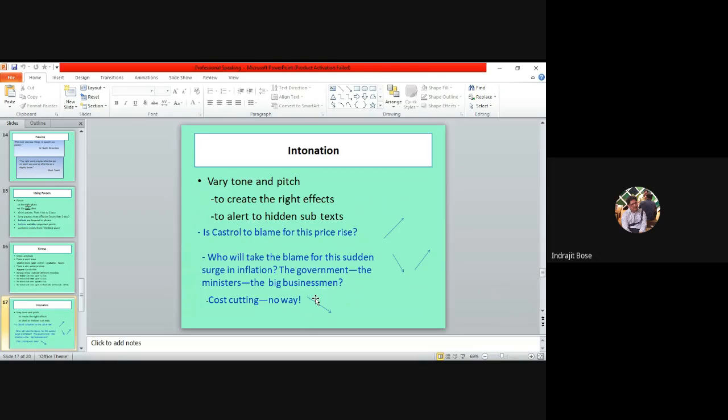And the intonation pattern, varying the tone and the pitch of the voice, will also create the right effects. And also it will alert us to hidden meanings, like, is Castrol to blame for this price rise? Or who will take the blame for the sudden surge in inflation? The government, the ministers, or the big businessmen? Cost cutting? No way. Okay. That's the proper tone of voice in which they should be mentioned.